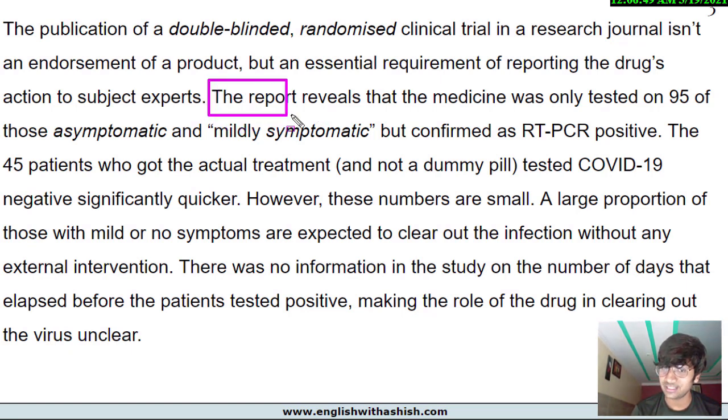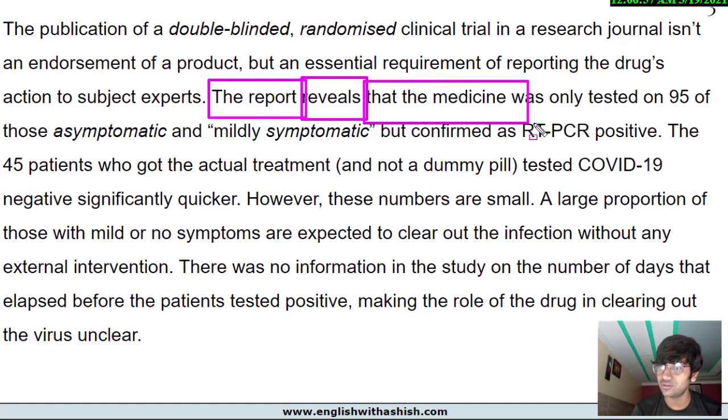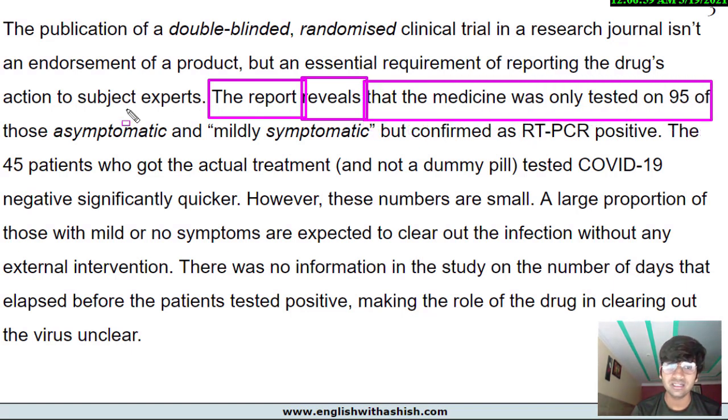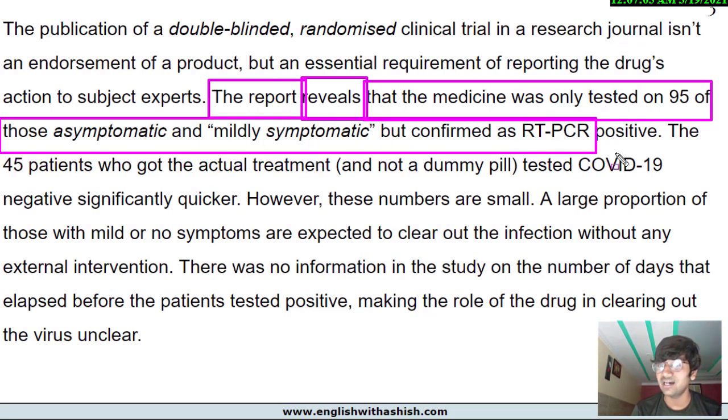The report, subject, reveals what? Verb, right? Subject, verb, reveals what? That the medicine was only tested on 95 of those asymptomatic and mildly symptomatic but confirmed as RT-PCR positive. This complete thing is the object of the verb reveals.